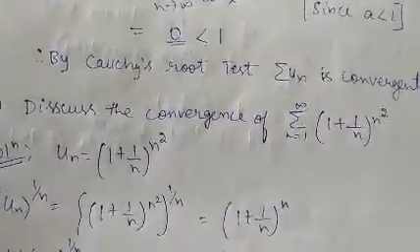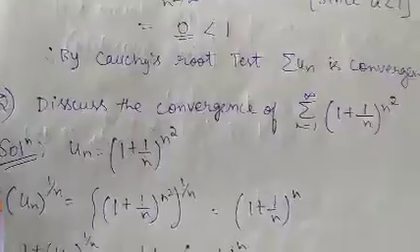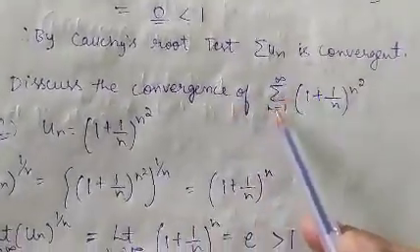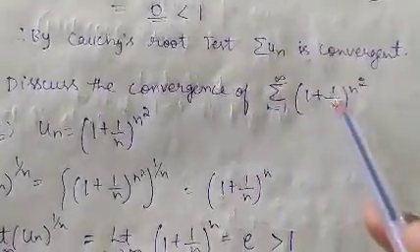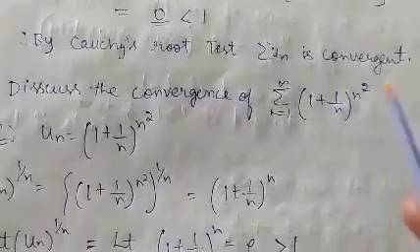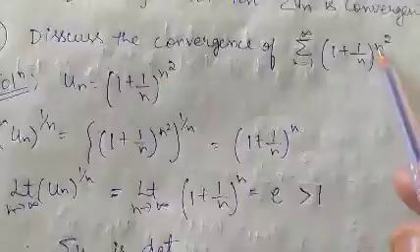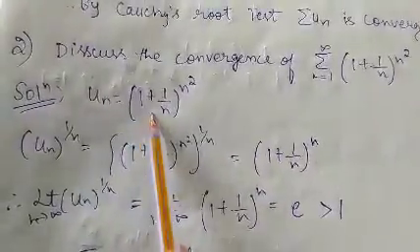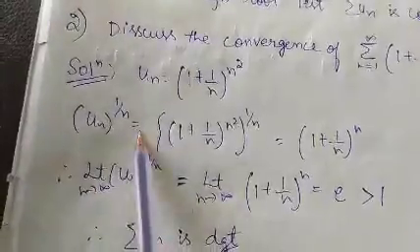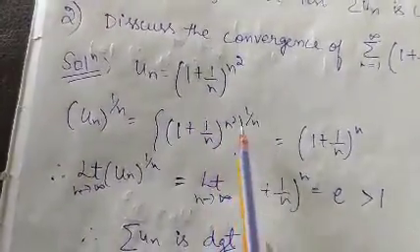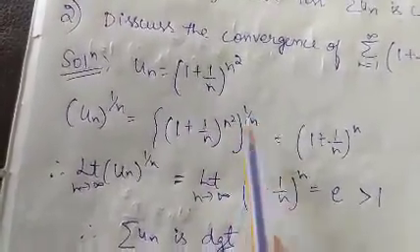Okay. So straight away go for the next problem. Discuss the convergence of the summation n varies from 1 to infinity of 1 plus 1 by n whole power n square. Again consider all these as un. So un is 1 plus 1 by n whole power n square. What you have to do is un whole power 1 by n, which is nothing but 1 plus 1 by n whole power n square, whole power 1 by n, which is n square by n, so only n will remain.